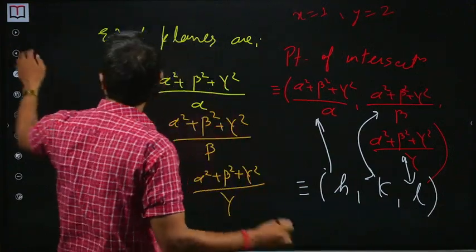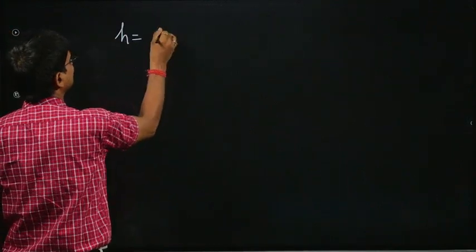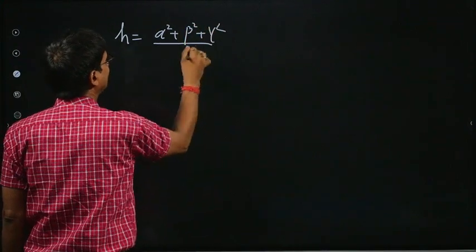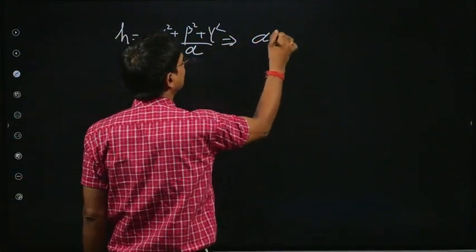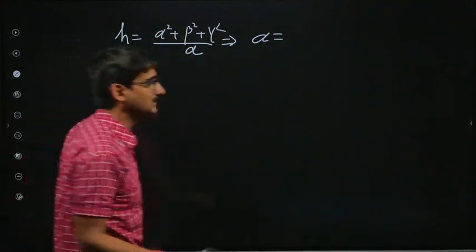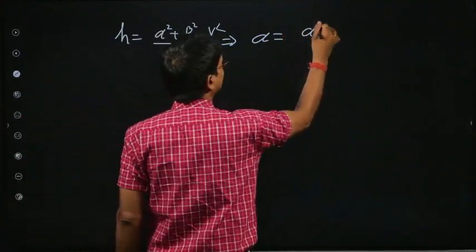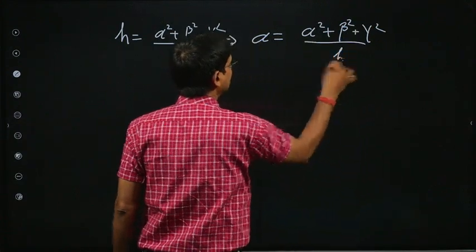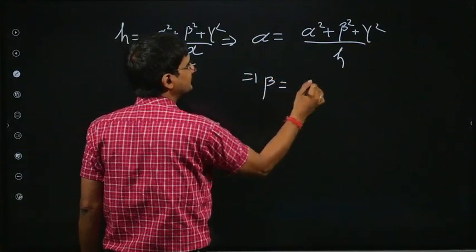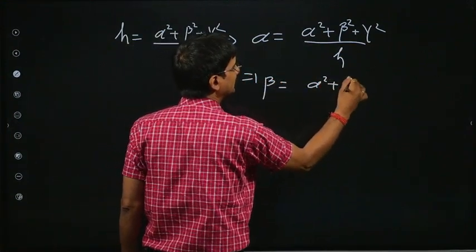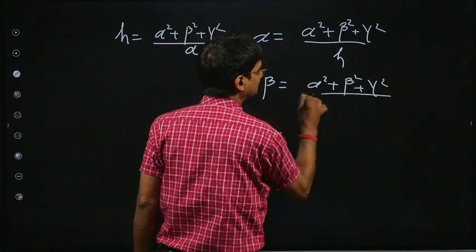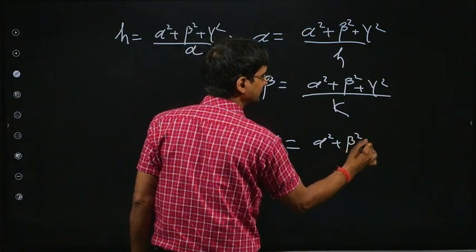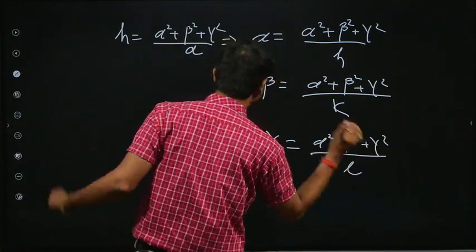Of course, our h is (alpha square plus beta square plus gamma square) by alpha. Because I have to get rid of alpha, beta and gamma, I am trying to figure out the value of alpha, beta, gamma. So alpha is (alpha square plus beta square plus gamma square) by h. Likewise, beta is (alpha square plus beta square plus gamma square) by k, and gamma is (alpha square plus beta square plus gamma square) by l.